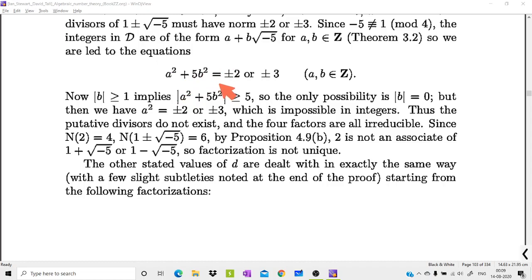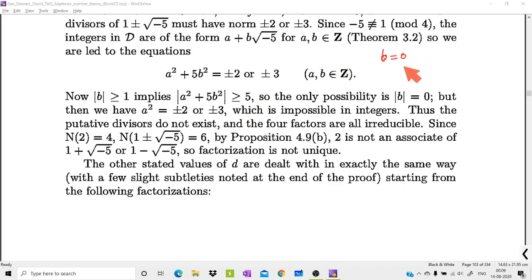In order to get a divisor for these four numbers, it should have norm plus or minus 2 or plus or minus 3. So from this equation you can easily get that b is 0, otherwise this will be greater than or equal to this number. Because mod b greater than or equal to 1 implies that the modulus of this is greater than or equal to 5, this implies mod b is equal to 0.